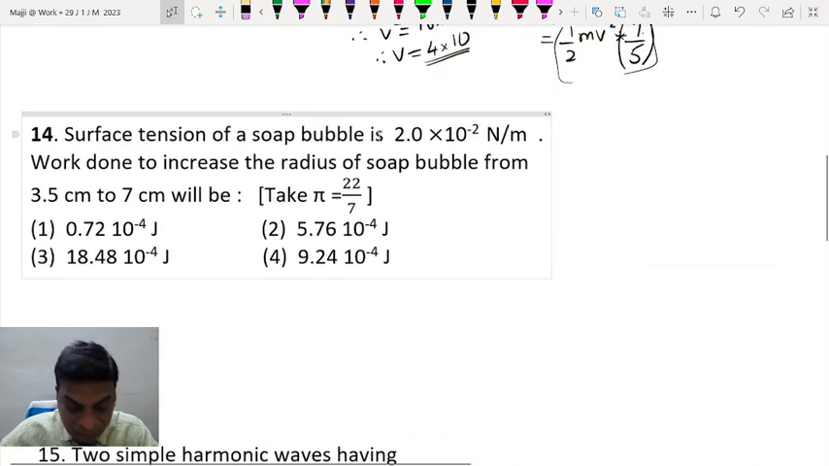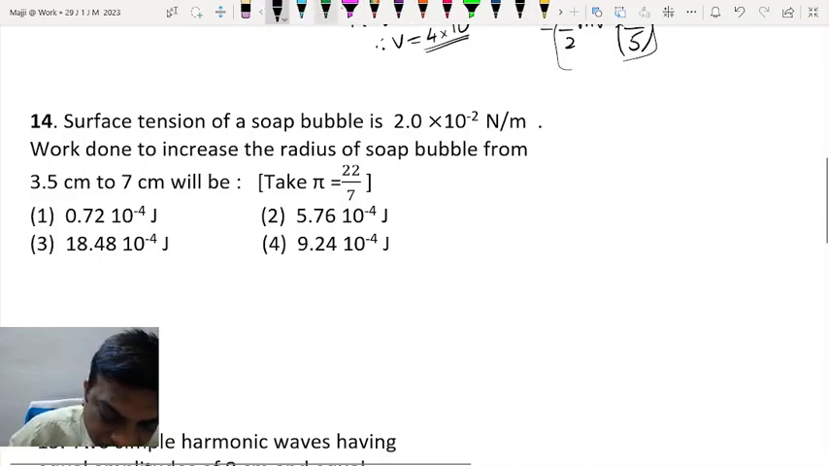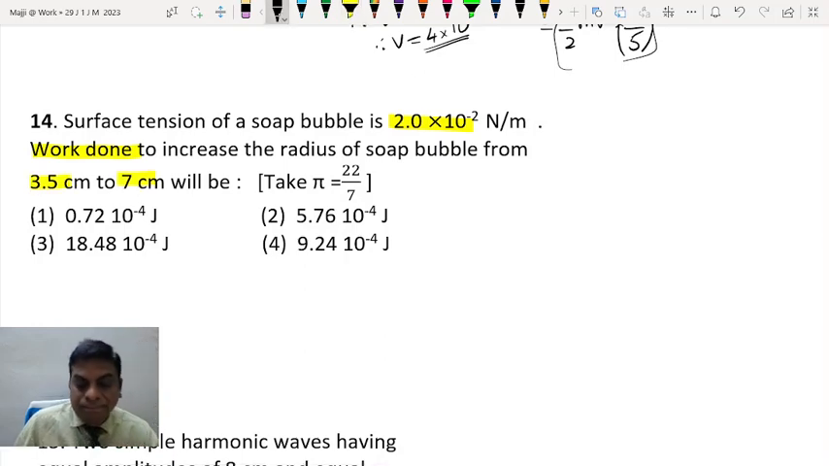Moving on to the next question. Surface tension of a soap bubble is 2 into 10 power minus 2 Newton per meter. Surface tension is given, and we have to find the work done to increase the radius from this to this. As you all know, students, whenever there is an increase in the exposed surface area of a liquid film, work has to be delivered or energy has to be given, because all the molecules lying on the surface have excess energy in comparison to the molecules which lie well within the liquid.